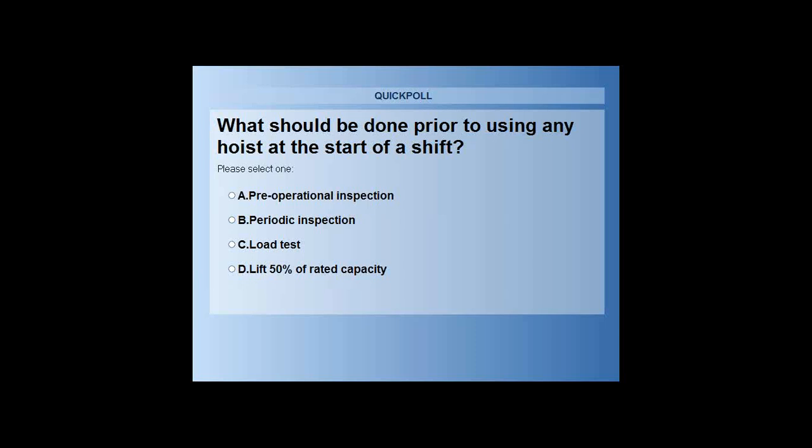Well, Peter, it's split between A and B. 97% thinking A. Is A the right answer? A is the right answer. Yep, you want to do a pre-operational inspection.